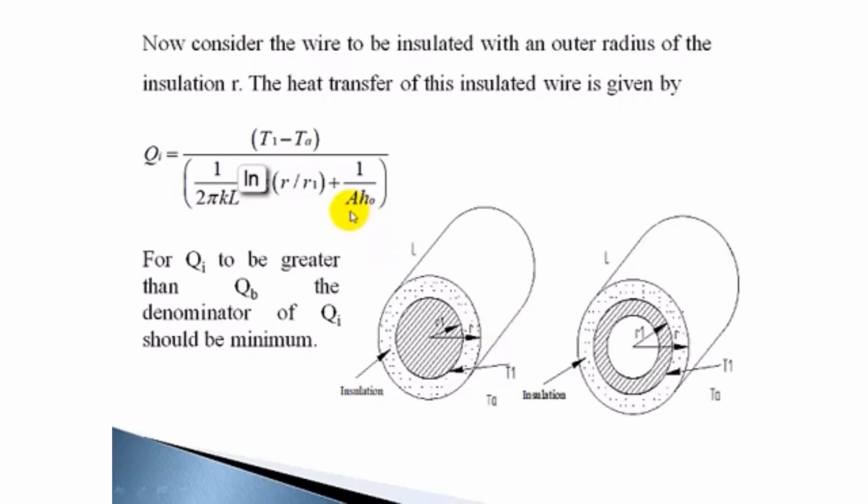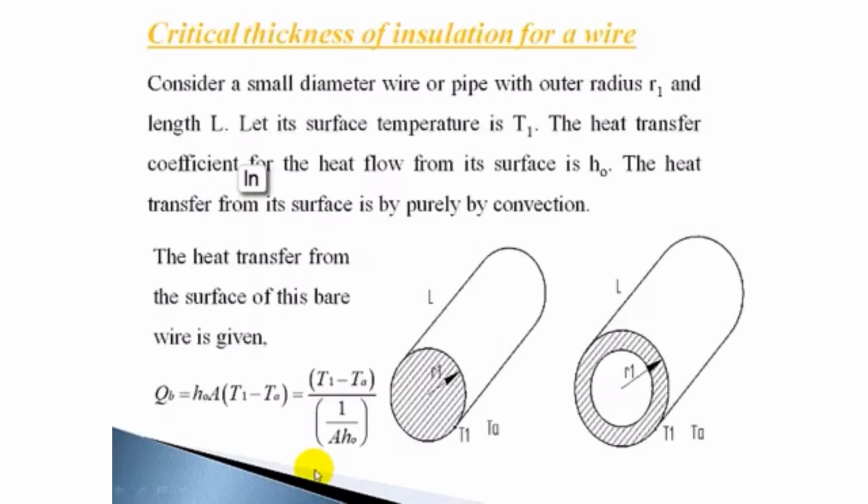But here the area is not the same. In case of a bare wire, when it was not insulated, the convection from the outer surface was happening with the same equation, convection resistance 1 by A h0. But the outer surface area of the cylinder was less in that case, because after insulation the diameter has increased, the outer radius has increased, and the convection area has increased. So this quantity, the convection resistance, has decreased. Now the convection resistance is decreased due to the larger exposed area, whereas there is the addition of conduction resistance. So compared to the previous equation, this is the resistance in this case.